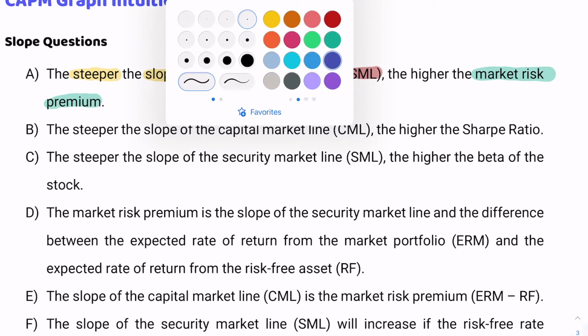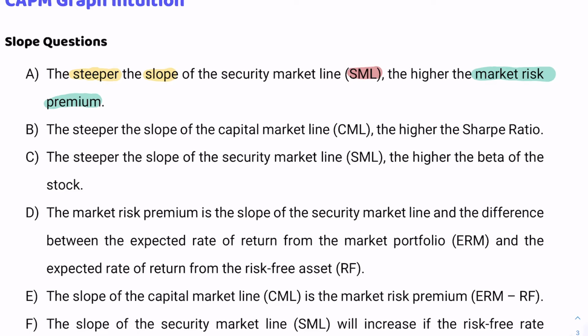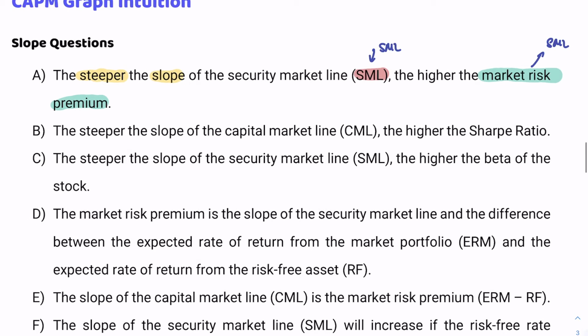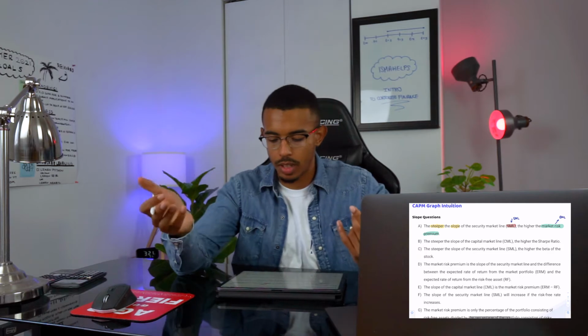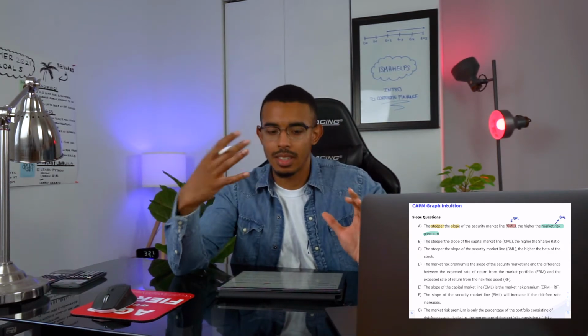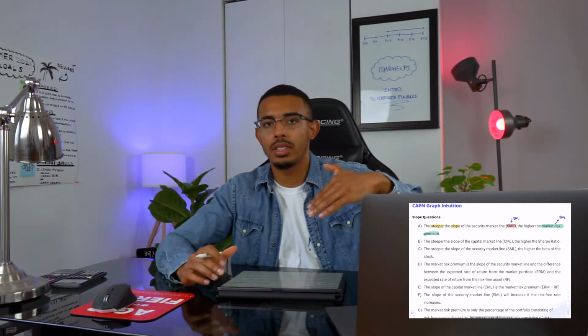Now, if you know your CAPM, you know that we're dealing with the SML. And it's also painfully obvious that the market risk premium also deals with the SML. So we just want to understand, what is the slope of the SML? How can we distinguish the slope of the SML? What is its name? And also, what happens if we have a steeper slope?